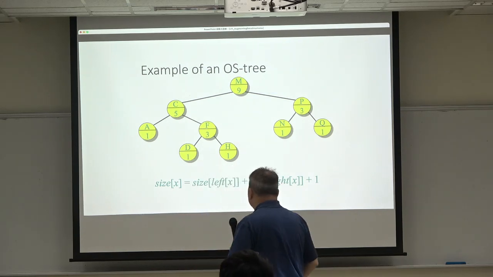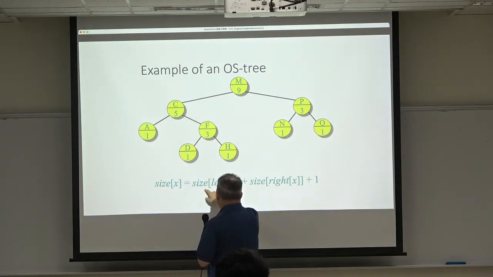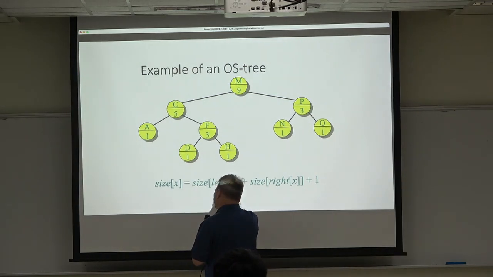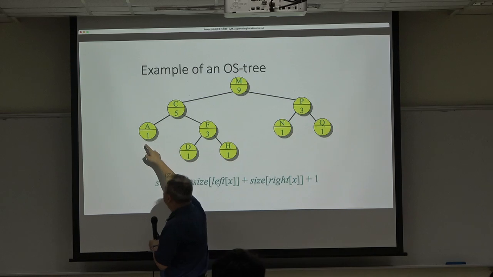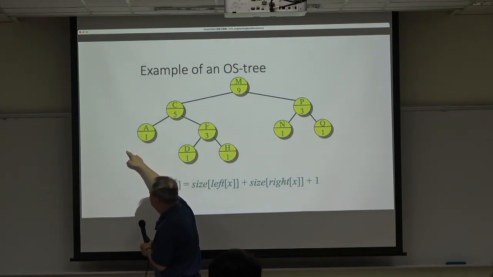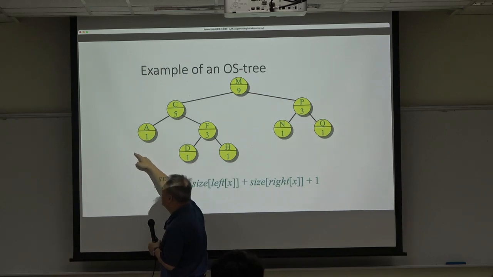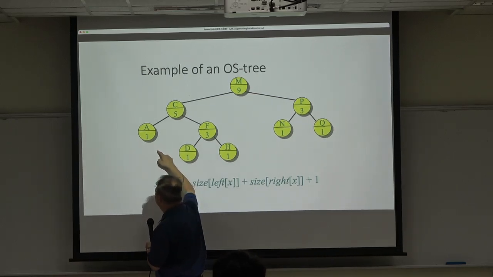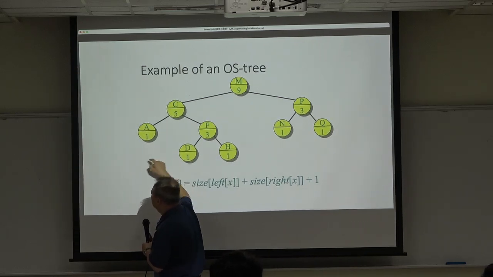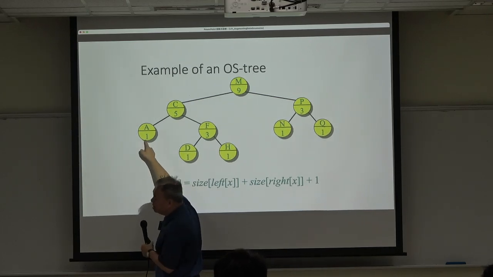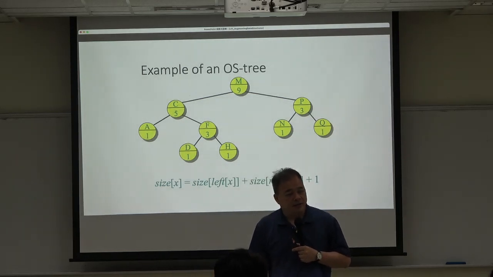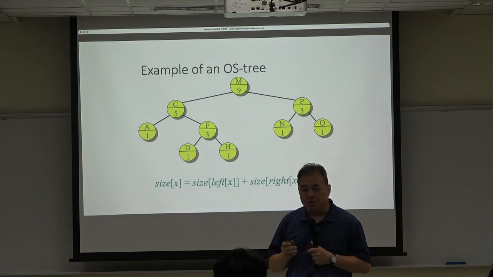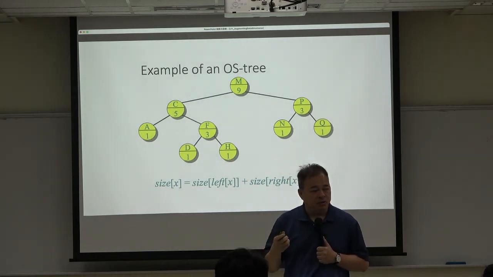Because you see, the size of x is going to be the size of the left child plus the size of the right child plus 1. For example, for this one, the left child is a leaf node, and the right child is also a leaf node. So for both leaf nodes the size has to be 0, so 0 plus 0 plus 1, in order to be consistent with the size there. So far so good, right? Should be pretty easy.